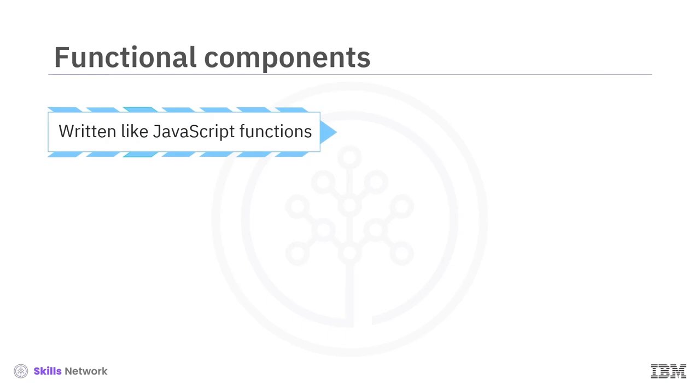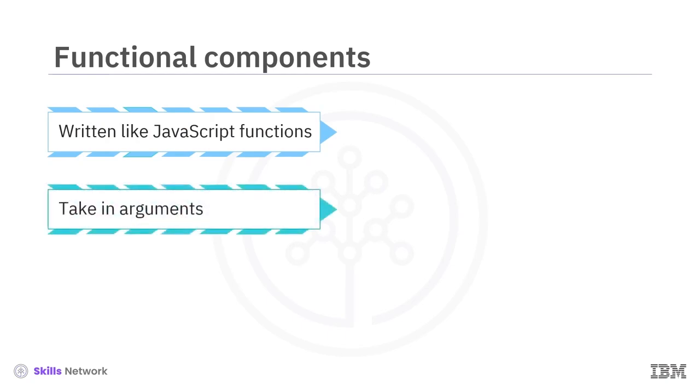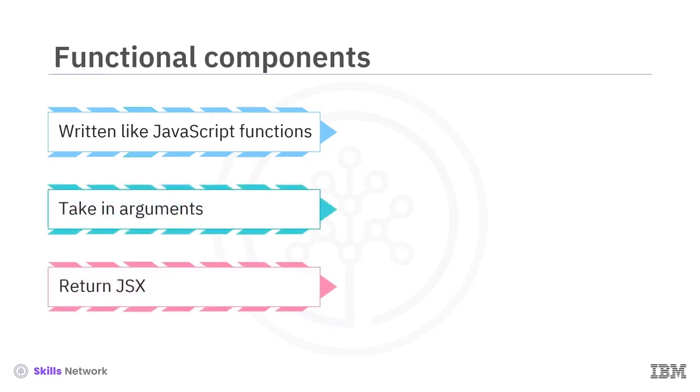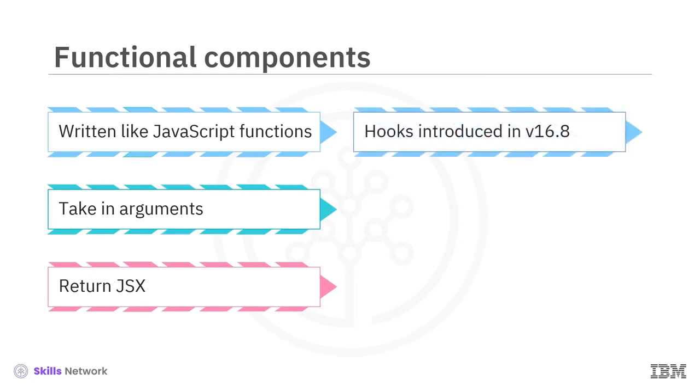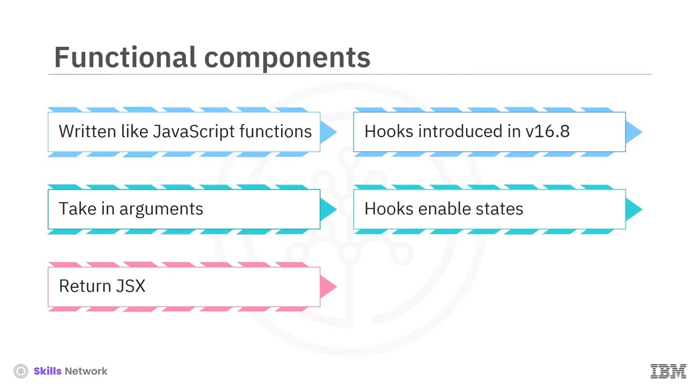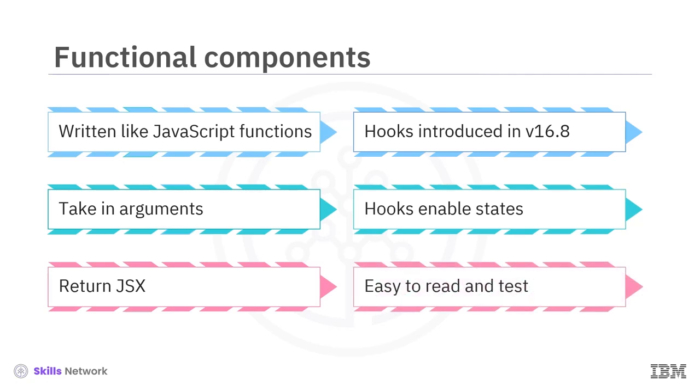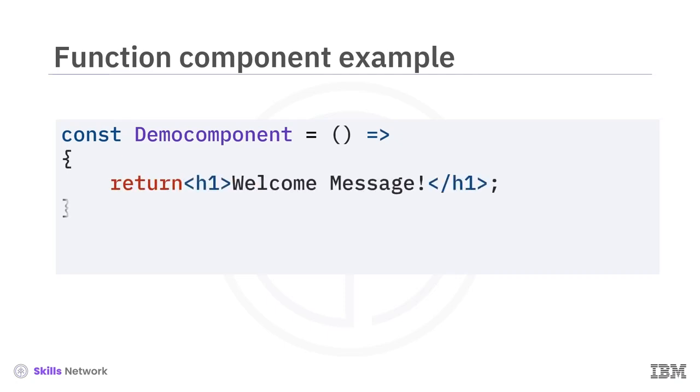Functional components are written like JavaScript functions. They can take arguments and return JSX. Before React version 16.8, functional components were stateless. You can now use function components with states as of the introduction of hooks in version 16.8. Developers generally now prefer function components because they are relatively easy to read and test. This code example shows a simple functional component in React. In the code, the function demo component returns the phrase welcome message as JSX.